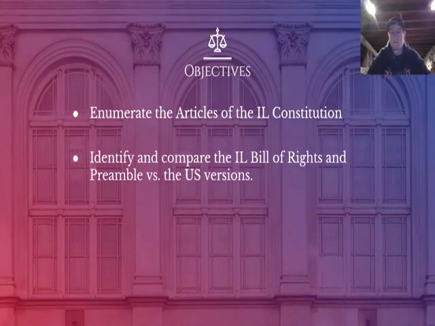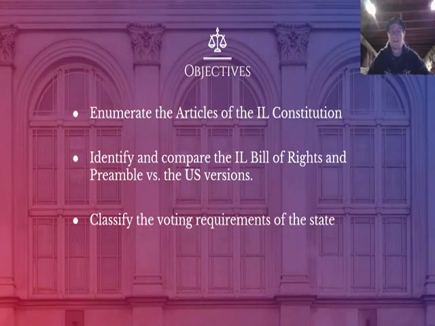Following that up, we are going to identify and compare the Illinois Bill of Rights and preamble versus the United States versions. There's a lot of similarities, and there's some clear differences that are worth pointing out. And then finally, we're going to classify the voting requirements of our state.